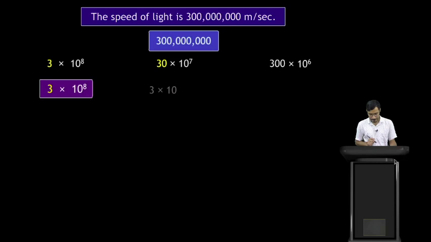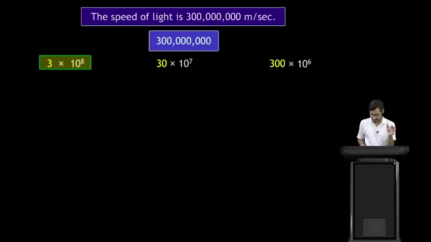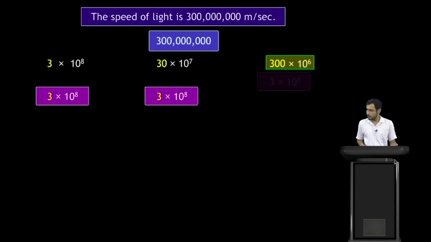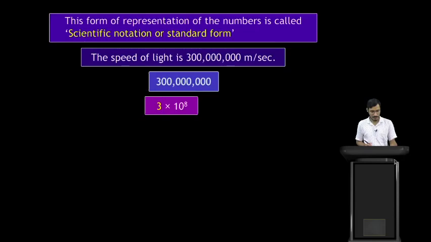We can also write 30 into 10 to the power 7, or 300 into 10 to the power 6 as well. But here, remember, all are equal to 3 into 10 to the power 8. This form of representation of numbers is called scientific notation or standard form.